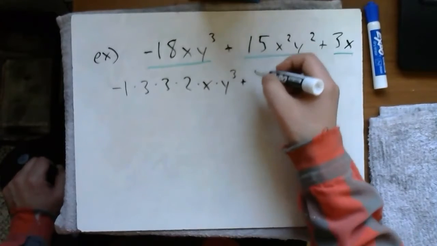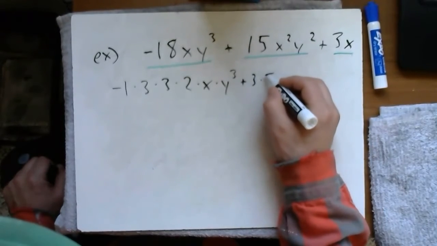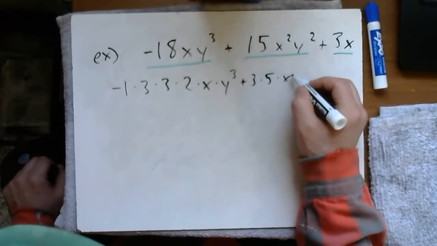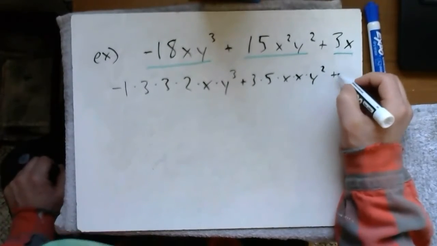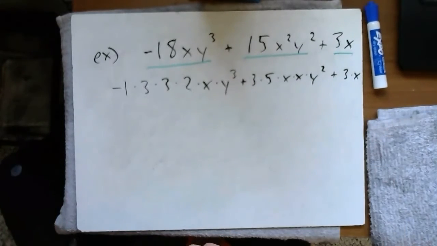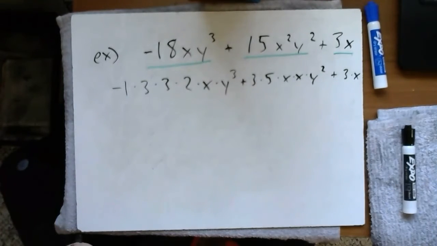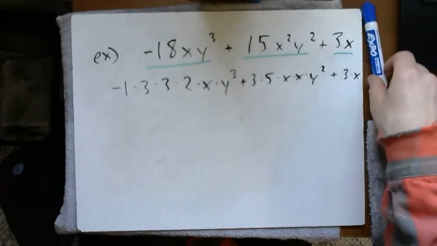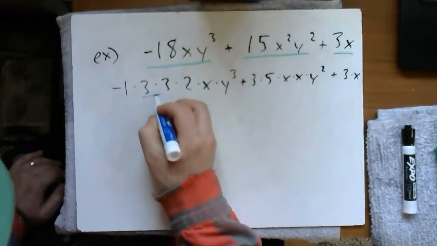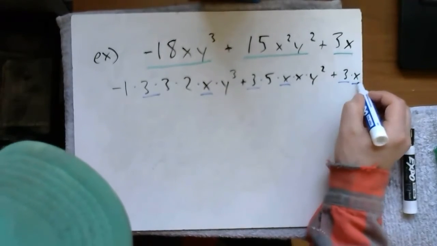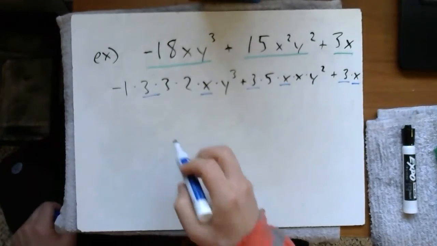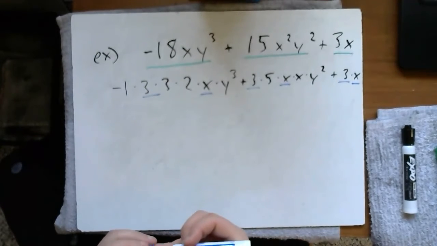All right. Plus, okay, 15. 3 times 5 times x times x times y squared plus 3 times x. Okay, now let's see, what do they have in common? Well, I'll use blue here. They got a 3 in common, and they all have an x. And I'm actually going to leave that -1.